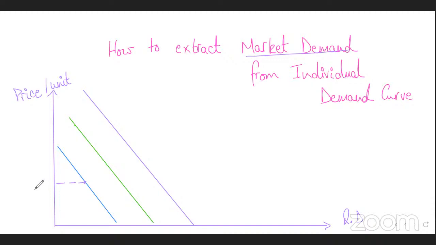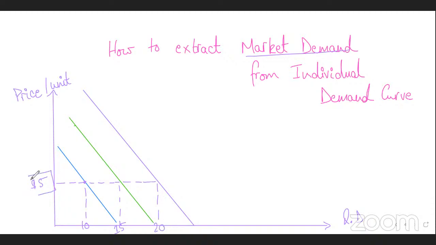At this price level, let's say $5, how much quantity is consumer A demanding for this good? Let's say 10 units. At the same price level, how much quantity is consumer B, which is basically the green demand curve, demanding? Let's say 15 units. And then at the same price level, how much quantity is consumer C demanding? That we would know by reading this value. So this is 20 units.